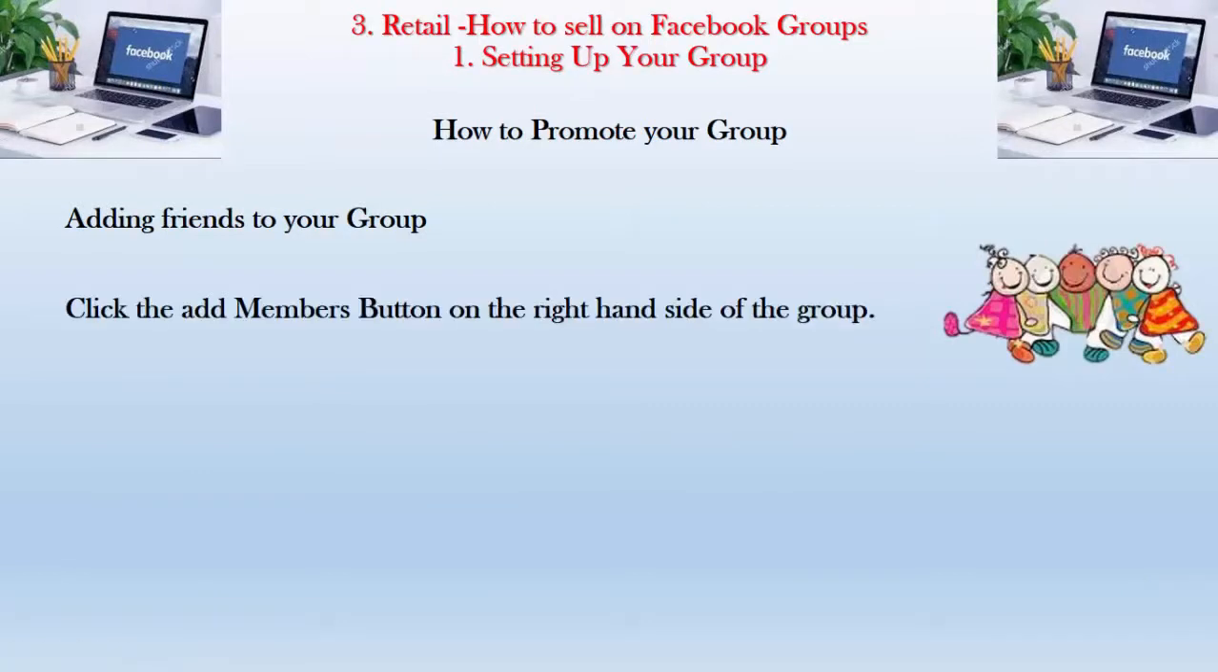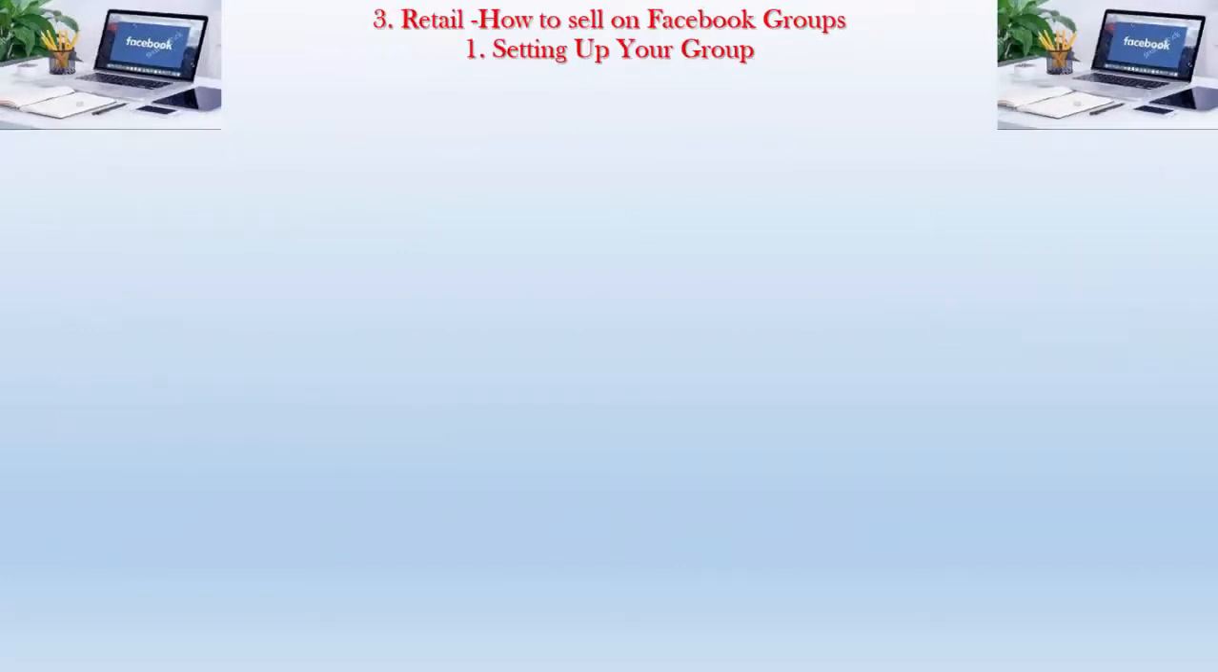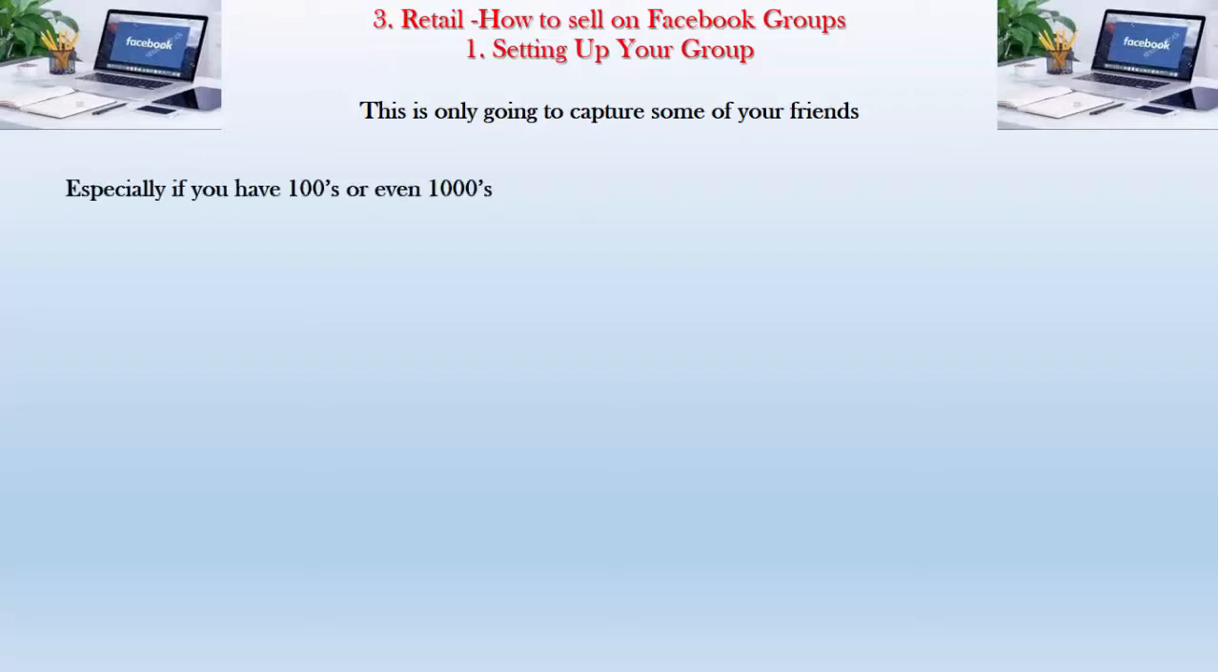First of all, you want to click the Add Members button on the right-hand side of the group homepage. It looks like this. And all you do is put in your friend's name or their email and then just simply click Add to Group. The only thing is, this is only going to capture some of your friends. Unless you've only got a few and a brilliant memory, you're only going to capture some, especially if you've got hundreds or even thousands. An easy way is to simply work your way through the alphabet.